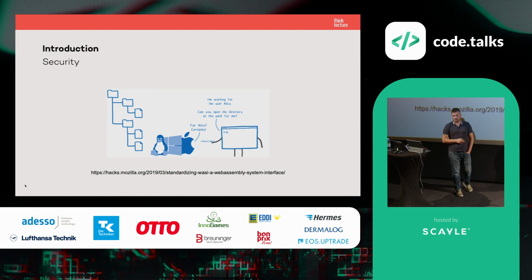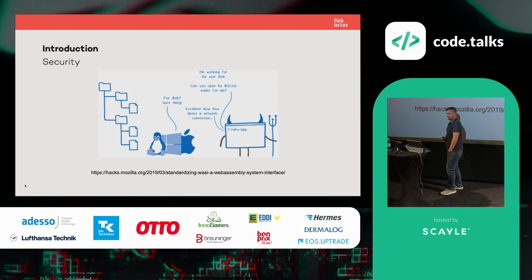However, this is a huge risk, because if you get an evil app or risky app, as it's called in the picture over here, that could use my privileges to read, in this case, a wallet, and it sends the contents of the wallet by issuing a TCP connection to a remote server. Everything the operating system is able to check is if the user who executes that application has the permission to do so.